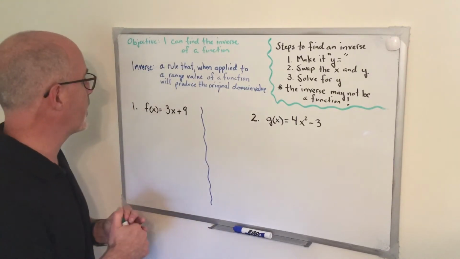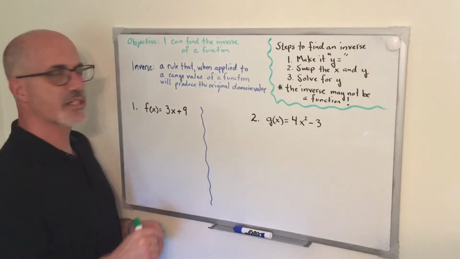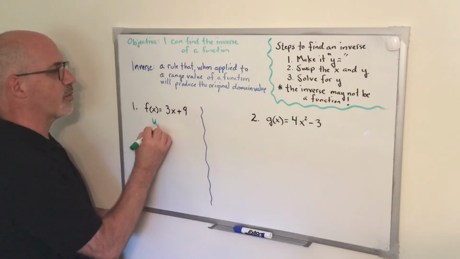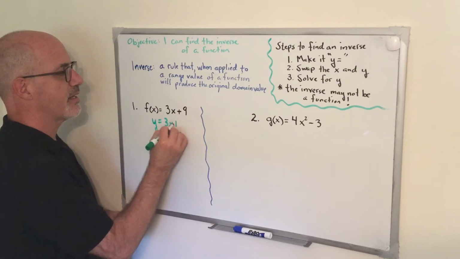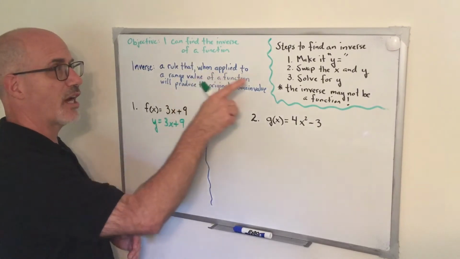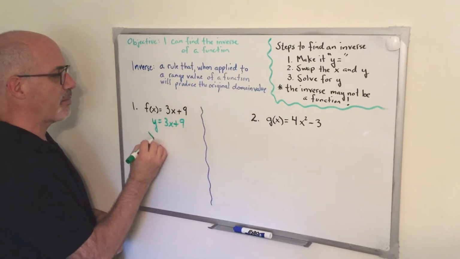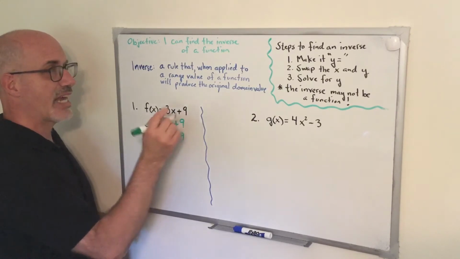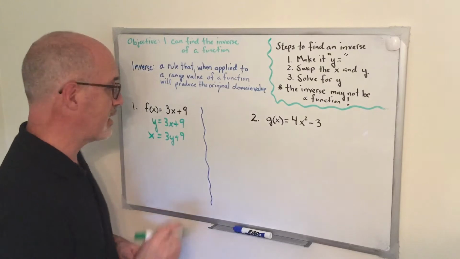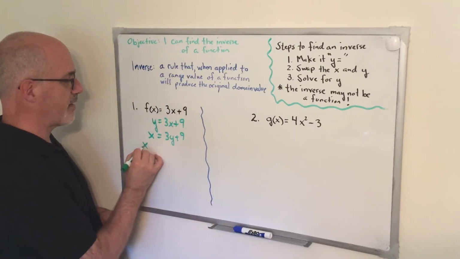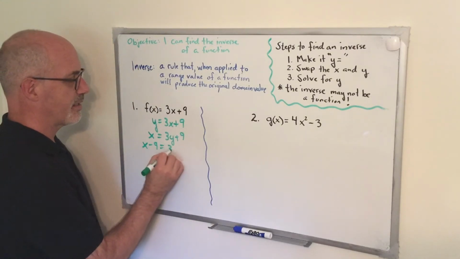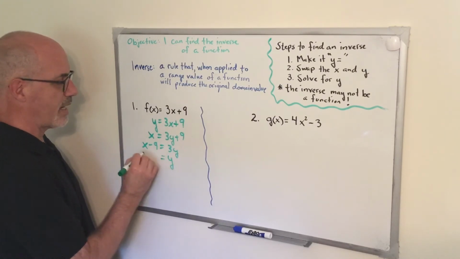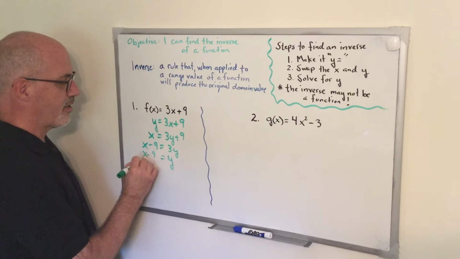Let's start with this one. F of x equals 3x plus 9. I'm going to use my steps here and just make it y equals 3x plus 9. I'm going to now swap the x and the y. I'm going to make it x equals 3y plus 9. Now solve for y. That means get it by itself. So I'm going to subtract 9 from both sides. And now I'm going to divide by 3, and I get y equal to x minus 9 over 3.